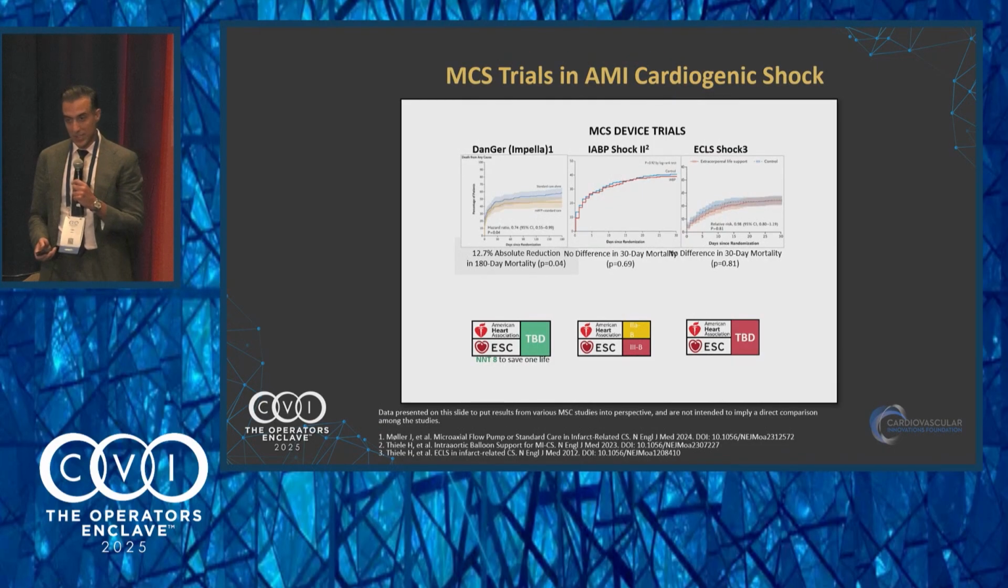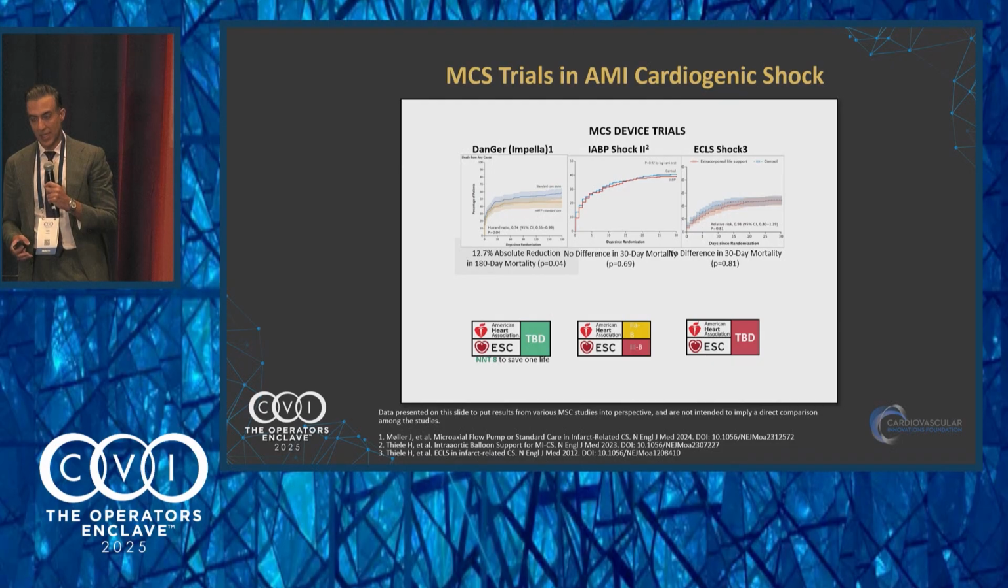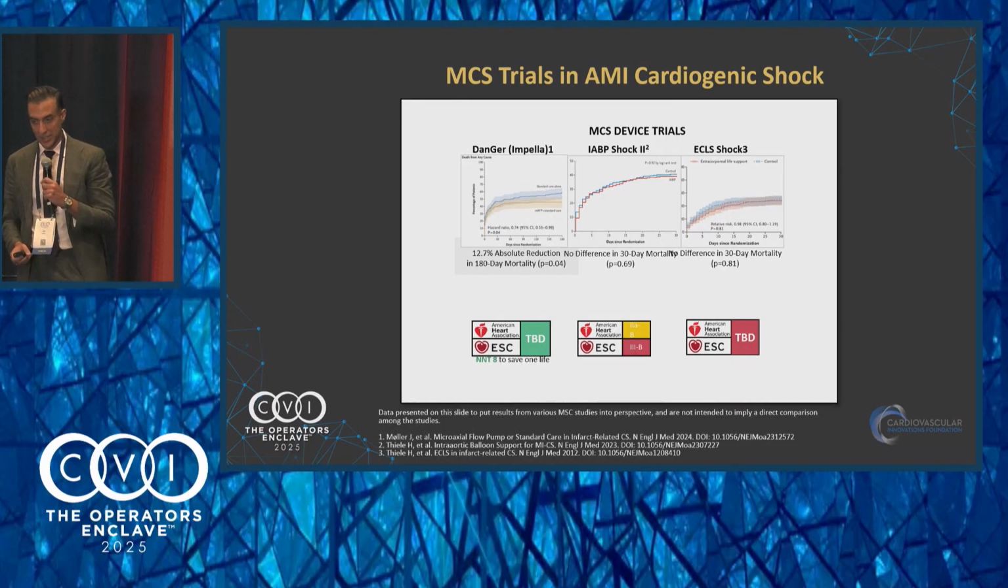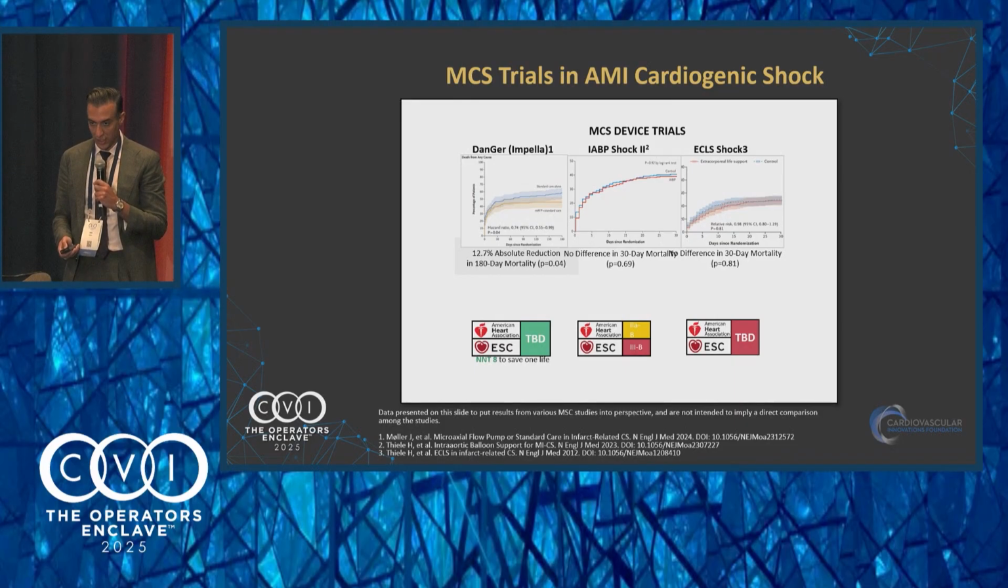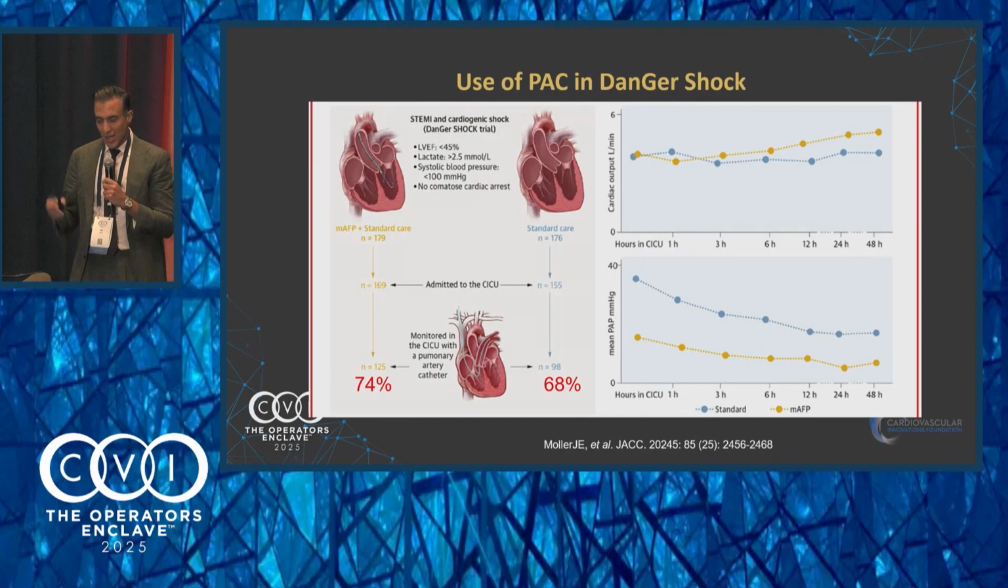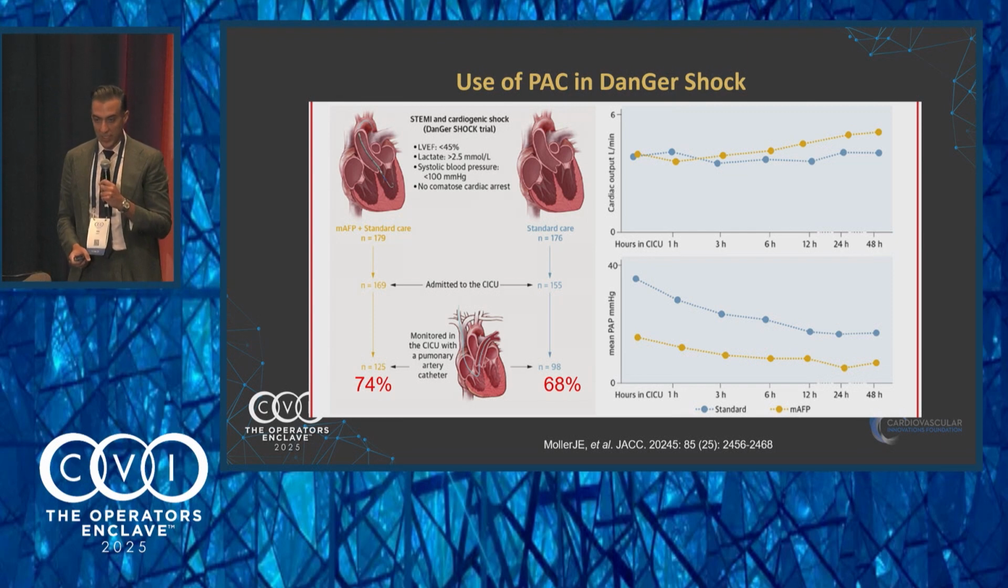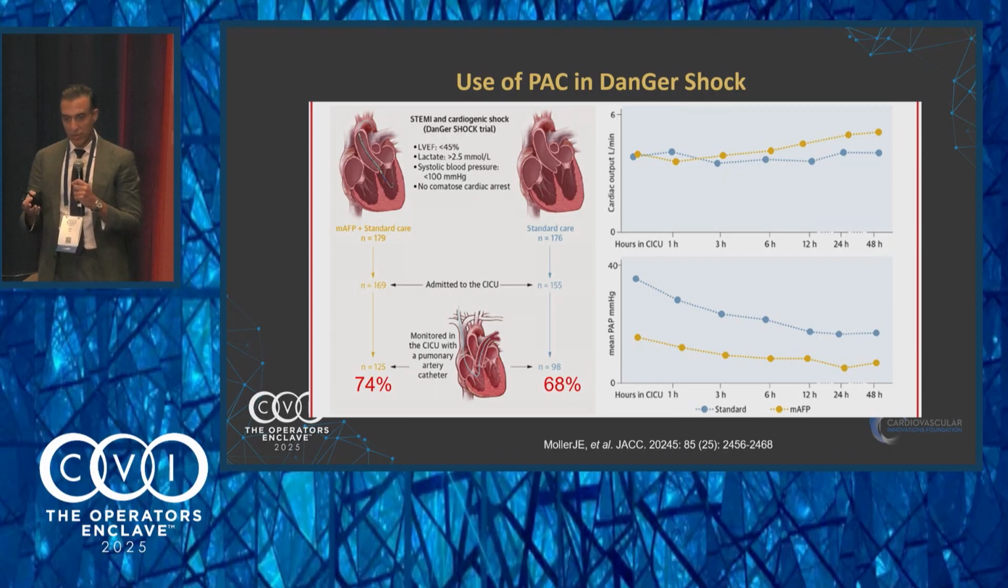To date, this is the only MCS trial that has had positive outcomes, compared to, obviously, the IABP-SHOCK and ECLS-SHOCK trial for ECMO in ACS cardiogenic shock. I'm now going to try to address a few elements of a successful shock program as they relate to DanGer Shock. One is the use of the PAC, Swan-Ganz or PA catheter. What's the usage in DanGer Shock?